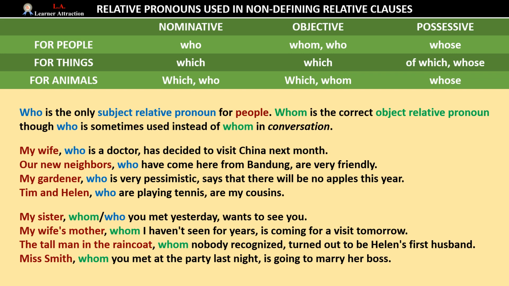My sister, whom you met yesterday, wants to see you. Or, my sister, who you met yesterday, wants to see you. Whom is the object of met in the relative clause. In conversation, it can be replaced by who. Objective relative pronouns cannot be omitted in non-defining clauses.